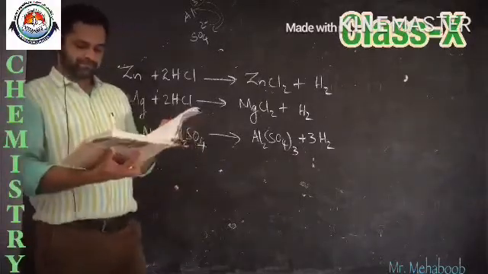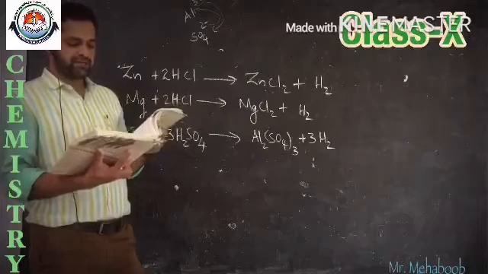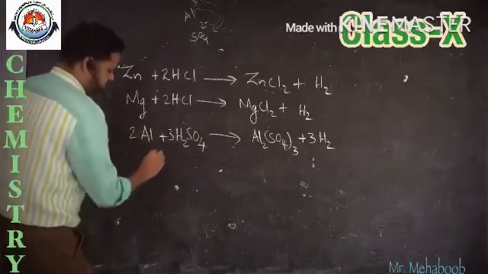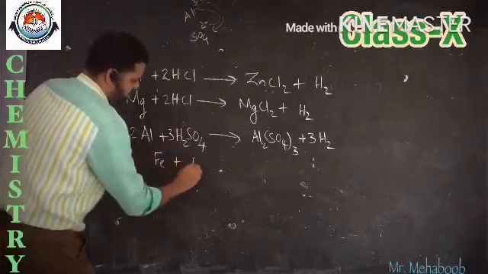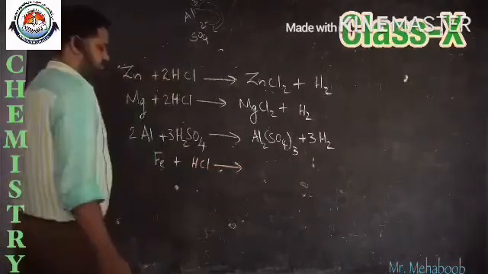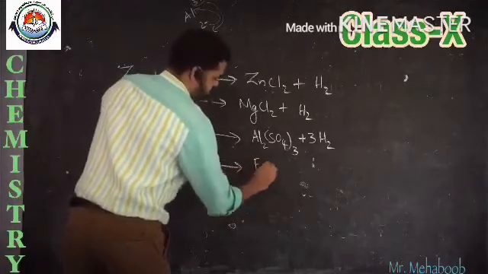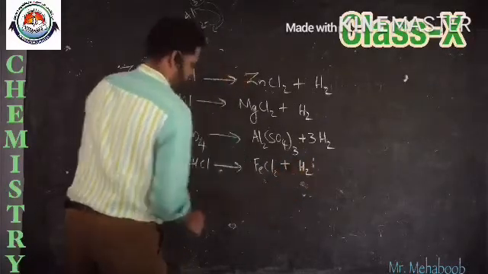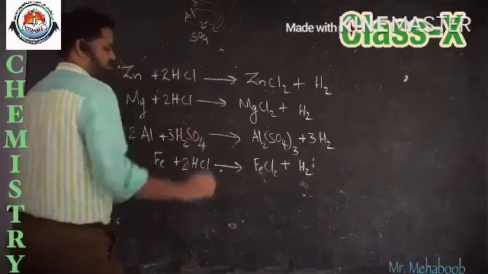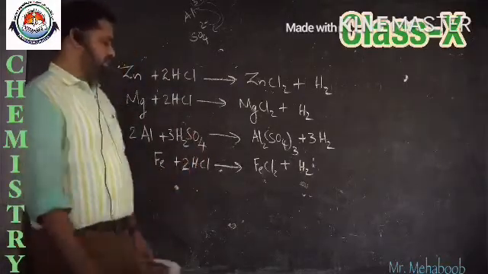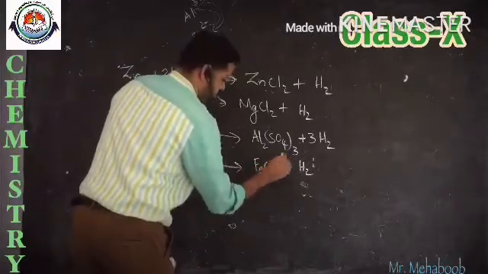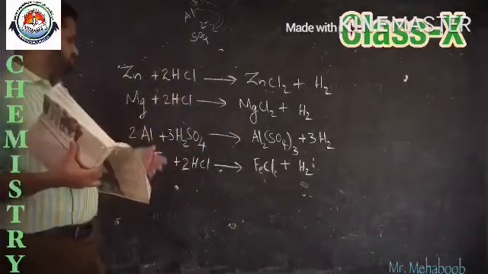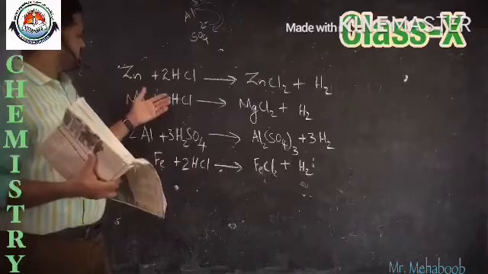Then dilute hydrochloric acid reacts with the iron filings. So iron plus dilute hydrochloric acid gives FeCl2 plus H2. So 2 HCl. Fe plus 2HCl gives FeCl2 plus H2. So these are the balanced chemical equations.